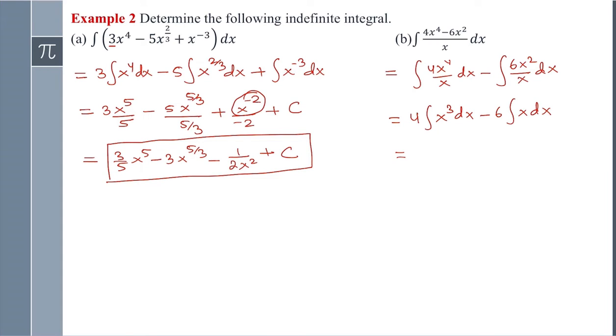Then we get 4 times, now the integral of x cubed is x to the fourth over 4, minus 6 times x squared over 2, because this is x to the 1, so when you add 1, it is 2. And then we add that constant for the integral. Now the 4 and 4 cancel out. So we have x to the fourth minus 6 over 2, which is 3x squared, plus c.